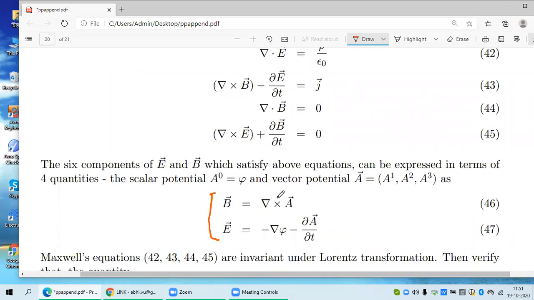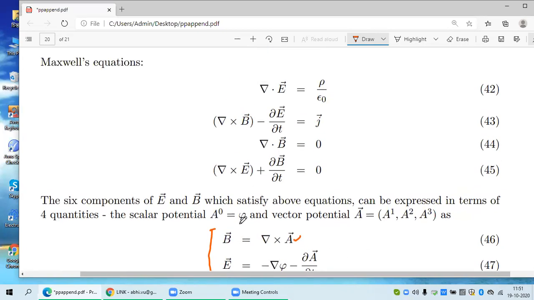Now E and B can be expressed in terms of only 2 objects. One is a scalar potential phi, another is the vector potential A, which has 3 components. So all these Maxwell's equations, if you put this, can be written in terms of phi and A.